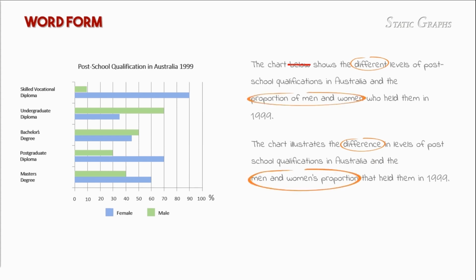Also, the phrase men and women, which was used as a noun in the original sentence, was used as an adjective in the second sentence. Then, we change the word who to that for the same reason.